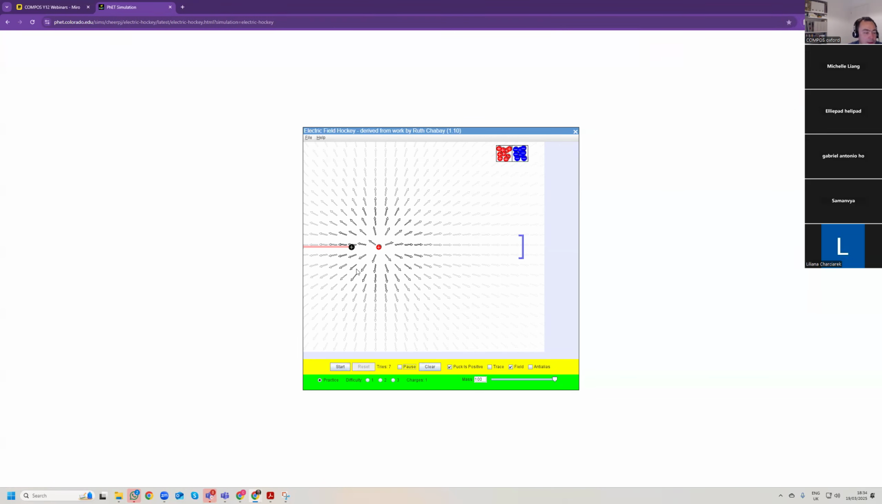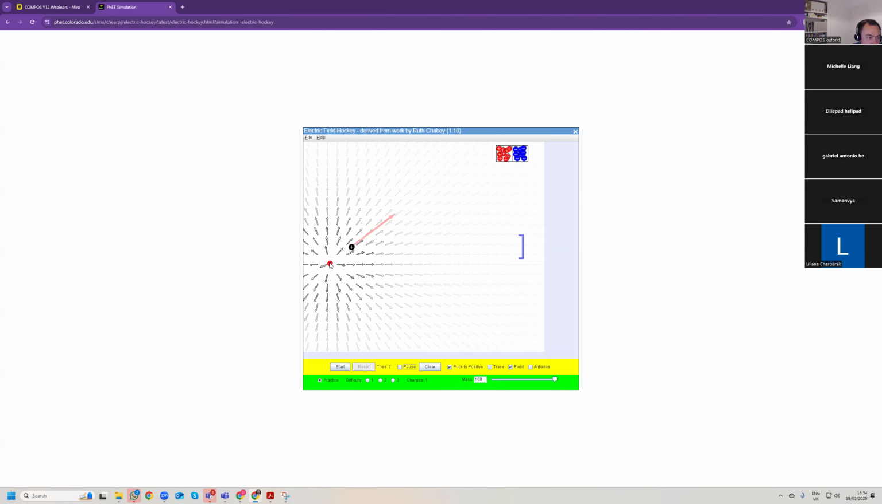So if I place a charge into the field, the red charge produces a field, and the black charge is the small test charge. And if I release it, it will fly away. So we say that the black charge has potential energy. And we can clearly see that it does.